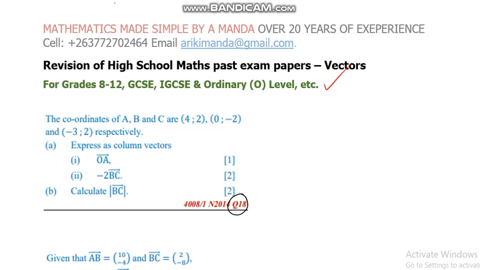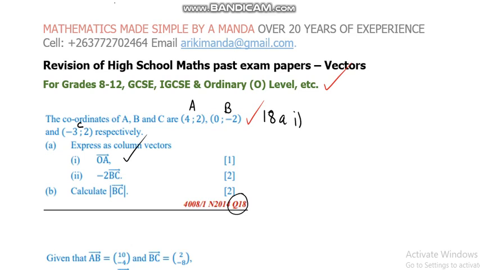I will read. The question says the coordinates of A, B, and C are (4, 2), (0, -2), and (-3, 2), respectively. Respectively, what does that mean? This simply means we can safely say these coordinates are for A, this is B, and this is C. Right? And what does the question say? It says express as column vectors OA. Suddenly there is an O. Just take note, O simply means the origin, and the origin is (0, 0).